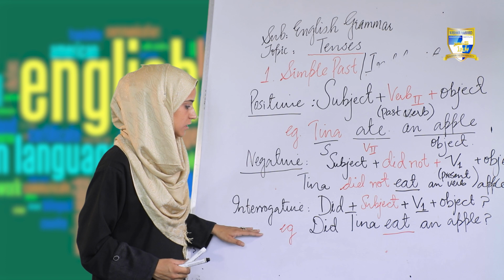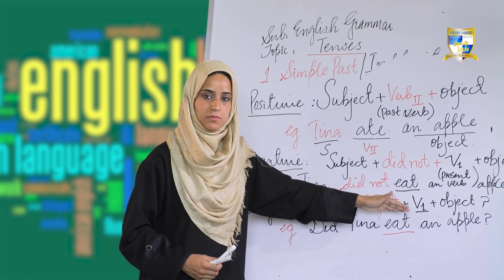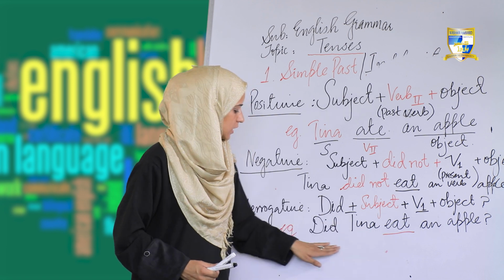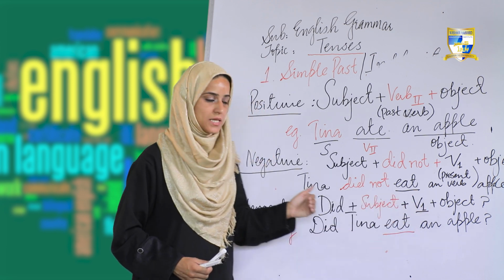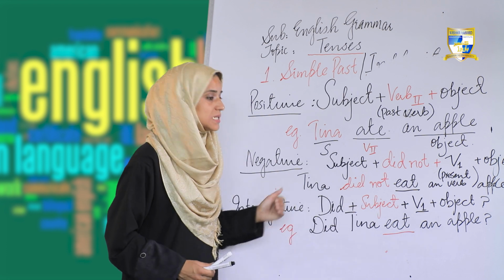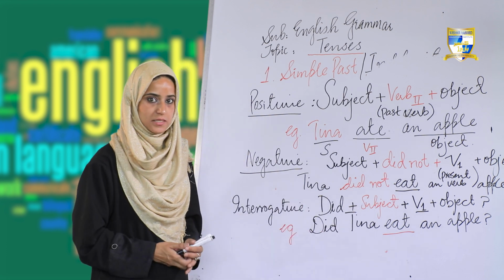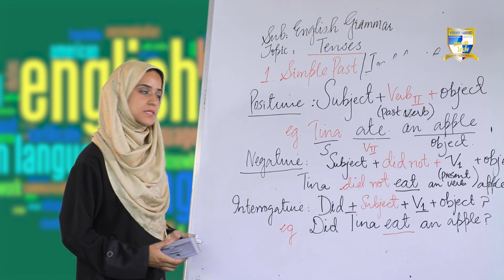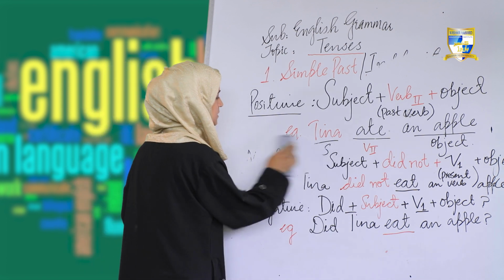Then the interrogative goes like did plus subject plus verb 1 and object. Did Tina, again verb 1, did Tina eat an apple? Did they work hard? Did you help them? Like this. So, let's move to the next form of past tense.